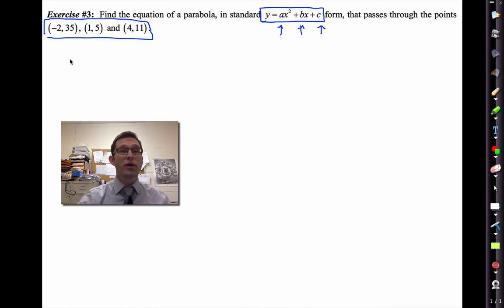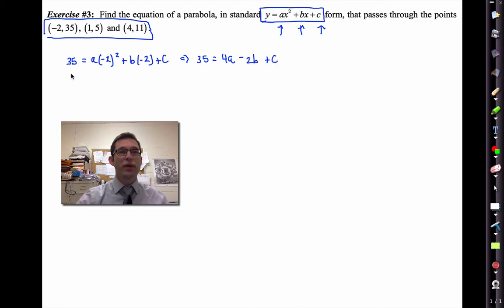So here we go. We're going to do exactly what we did before. I'm going to put in negative 2, and I'm going to write it like this. So 35 in for y. I'm going to put in negative 2 for x. I'm going to get 35 equals 4 times a. Remember, you're not squaring a. Minus 2 times b plus c.